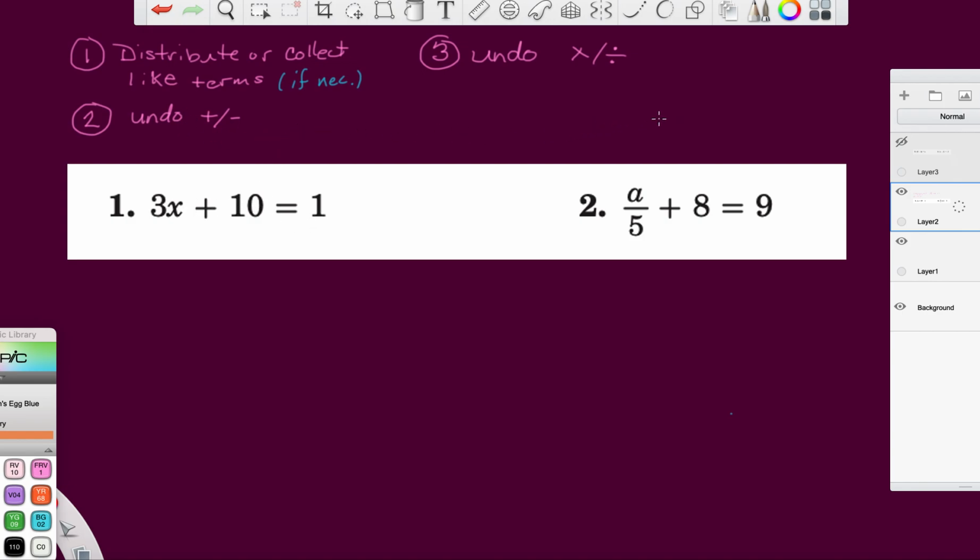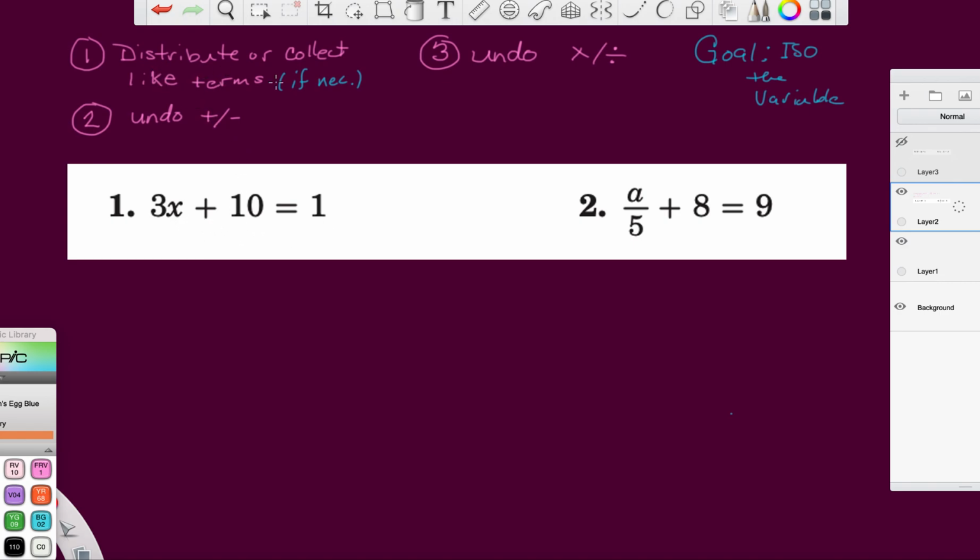And then we could start right away. And as always, we still have a goal of isolating that variable, right? ISO the variable. Whew, horrible writing, all right? But I want to go ahead and use this 3x plus 10 equals 1.